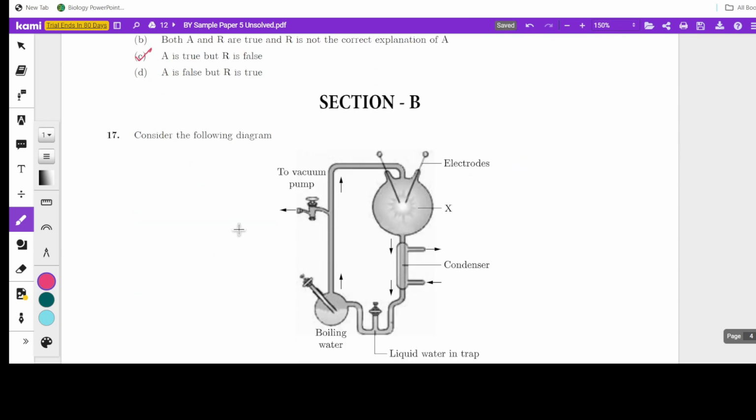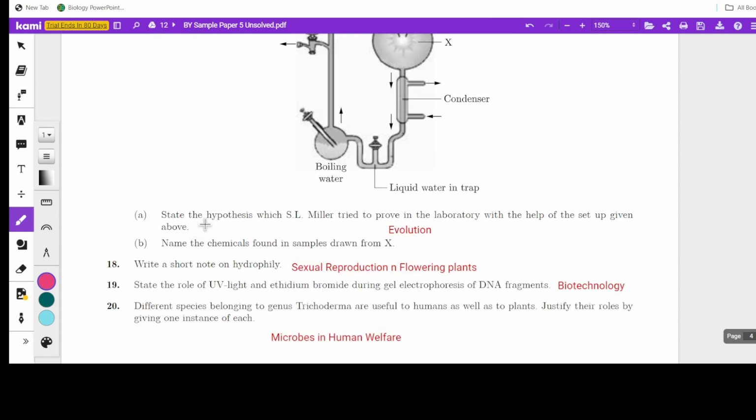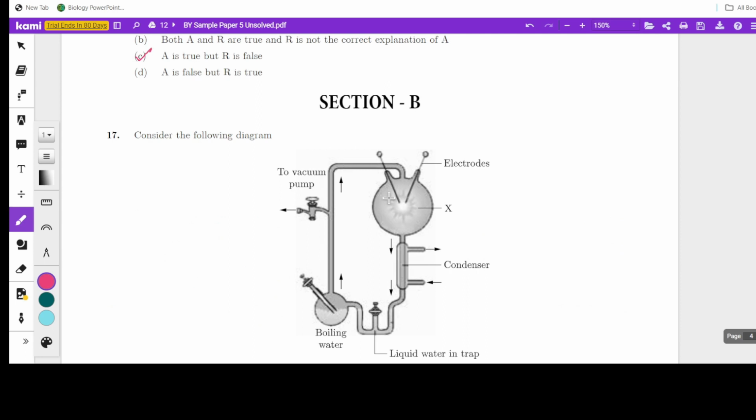Coming to section B. You know which diagram it is? State the hypothesis which S.L. Miller tried to prove in the laboratory with the help of the setup given above, and then name the chemicals found in the samples drawn from X. So what are the chemicals drawn from the samples? After this process, they have collected the samples and examined them, and then what are the results? That's what they have asked.